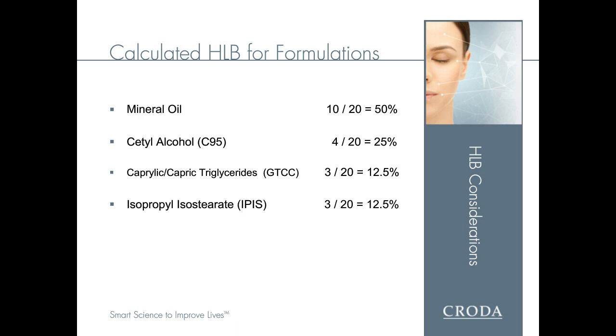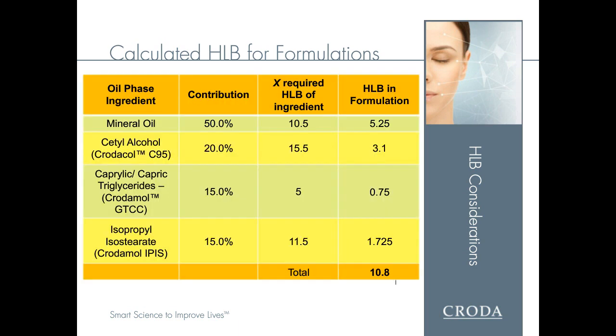The weight percent of each ingredient comes out to 50% for mineral oil, 20% for cetyl alcohol, and 15% for both caprylic capric triglycerides and isopropyl isostearate. The contributions of each ingredient are then multiplied by the ingredient's known required HLB. These values can be found in Croda's HLB booklet. Please contact your local sales rep if you would like a copy.